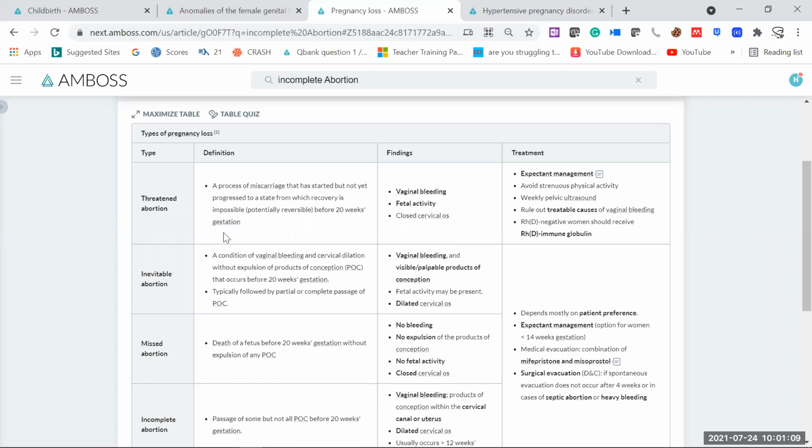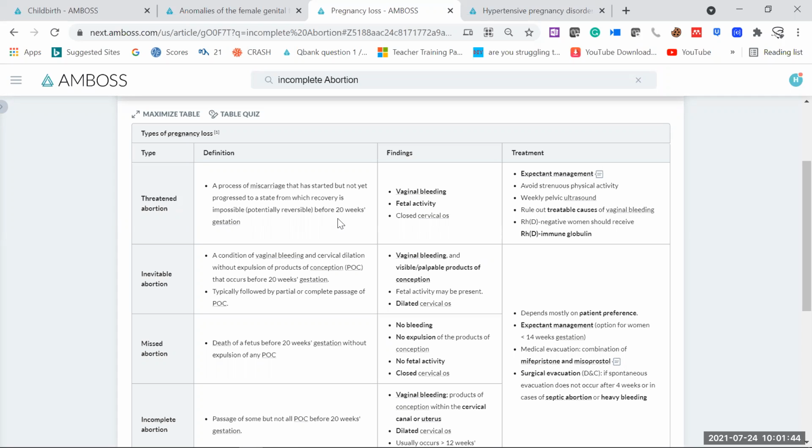So first we have threatened abortion, a process of miscarriage that has started but not yet progressed to a state for which recovery is impossible. So still the baby is alive, everything is under control, but the patient is presenting with minimal per vaginal bleeding. We can say it's a threat to the patient's life, of course, and the fetal life, but still the condition is under control. If we ask our patients to relax and do proper bed rest, IV hydration, proper diet and everything, we can still continue the pregnancy. So before 20 weeks gestation. So the time period is always stated for threatened miscarriage.